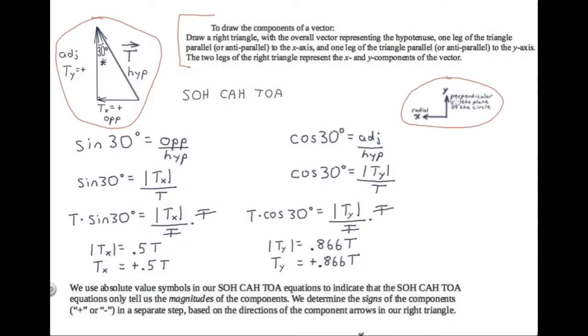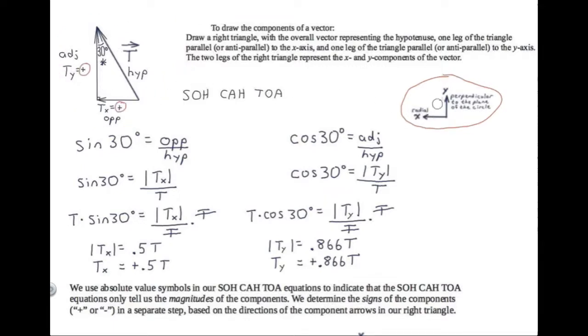We're using horizontal and vertical axes, so we draw a right triangle with horizontal and vertical legs. The tension points up and to the left, so the components point up and to the left. Up and to the left are our positive directions, so t sub x and t sub y are both positive. I've labeled the 30-degree angle with an asterisk to indicate that in our SOHCAHTOA equations we will focus on that 30-degree angle at the top of the triangle, rather than focusing on this 60-degree angle at the bottom of the triangle. This leg is labeled as adjacent because it's adjacent to the 30-degree angle that we're focusing on.